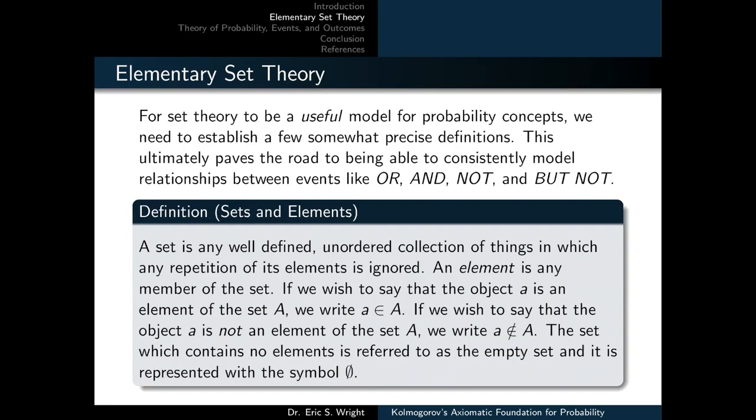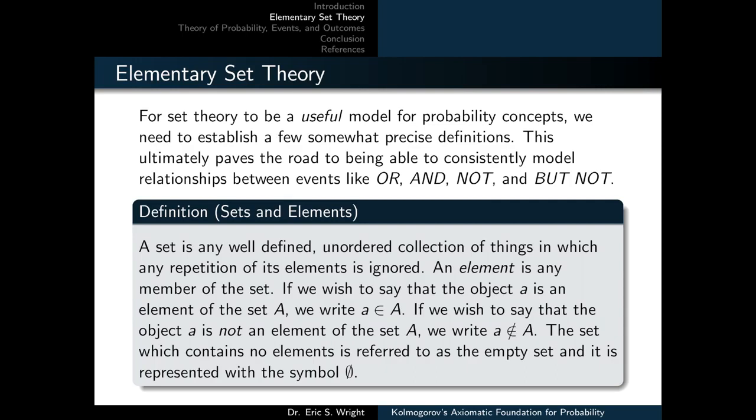For set theory to be a useful model for probability concepts, we need to establish a few somewhat precise definitions. This ultimately paves the road to being able to consistently model relationships between events using the or, and, not, and but not conjunctions. So a set is any well-defined, unordered collection of things in which any repetition of its elements is ignored. An element is any member of the set.